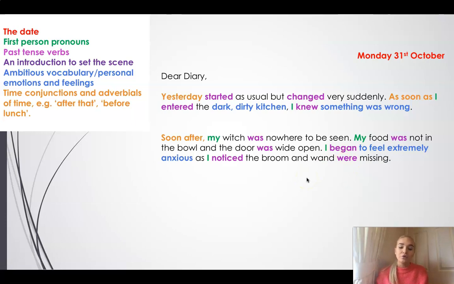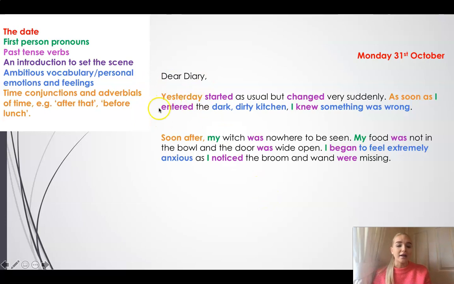Again, I've looked through the whole text because I want to be sure that this text is written in the past tense. So I'm going to make sure that I look at it all, scan the text, find the verbs. Now, my diary does have an introduction, but I didn't want to highlight all of it. So what I would do if I were you is I would spot my introduction. And my introduction are my first 2 lines here.